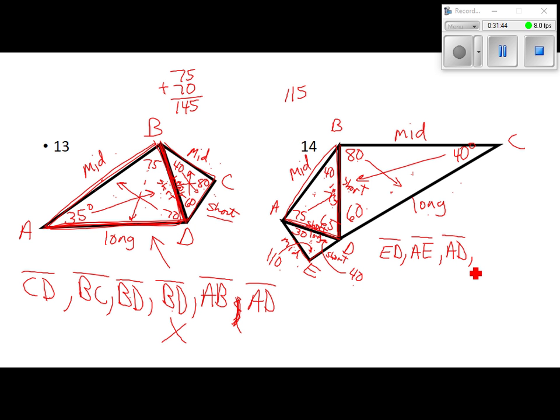And segment AD is also in this second triangle. I'm not going to list it twice this time. Then the next shortest one would be AB right here. Then the longest one in this triangle is segment BD.